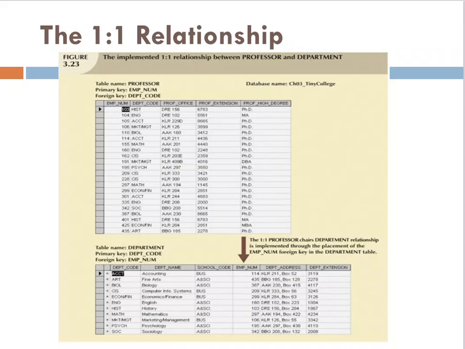Okay, this is the example of one-to-one relationship. So, kalau you tengok tidak ada pengulangan. Okay, kita ada table name professor, primary key employee number, foreign key department code. Okay. Then we have table department, primary key department code, foreign key employee number. Okay. So the one-to-one professor chairs department relationship is implemented through the placement of the employee number foreign key in the department table. Okay, next.